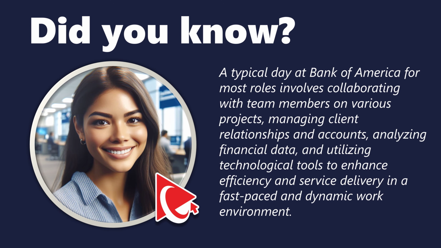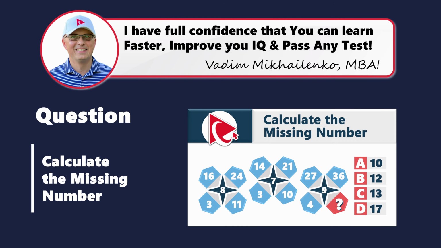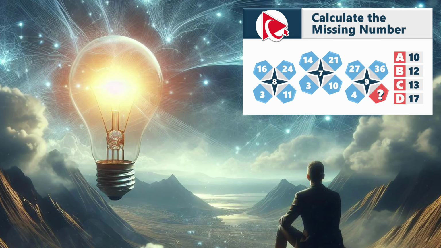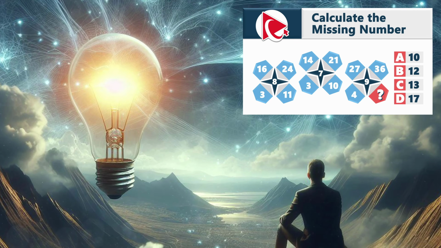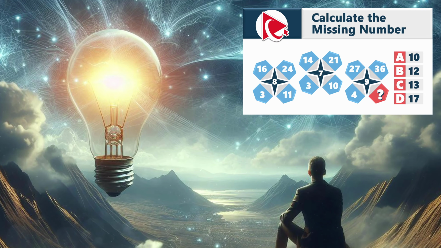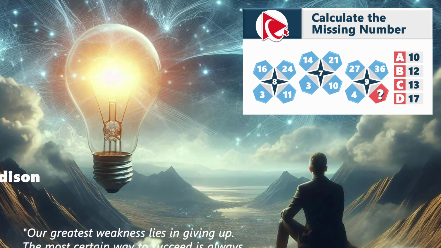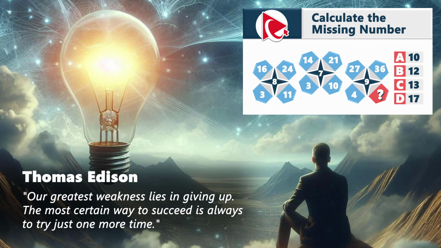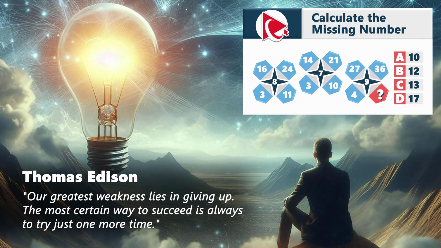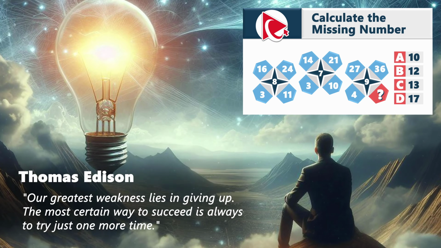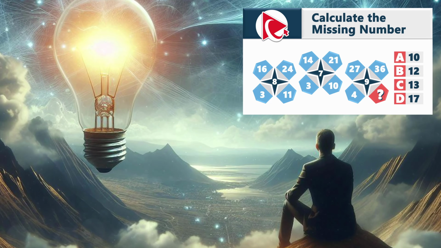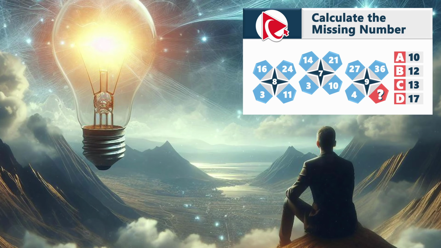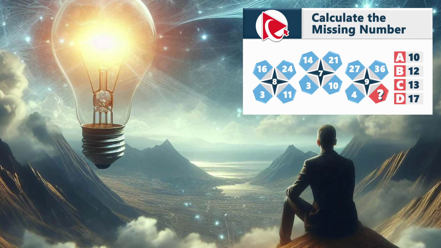Do you remember Mr. Thomas Edison, who famously attempted to invent the light bulb thousands of times? I hope you would agree that it might be a good idea to take a cue from Mr. Edison, who also famously remarked, "Our greatest weakness lies in giving up. The most certain way to succeed is always to try just one more time." Let's persevere through this test question, understanding that perseverance is the key to unlocking your full potential.